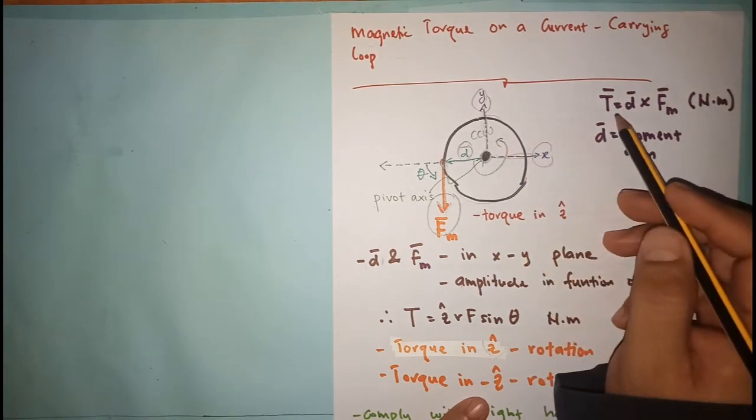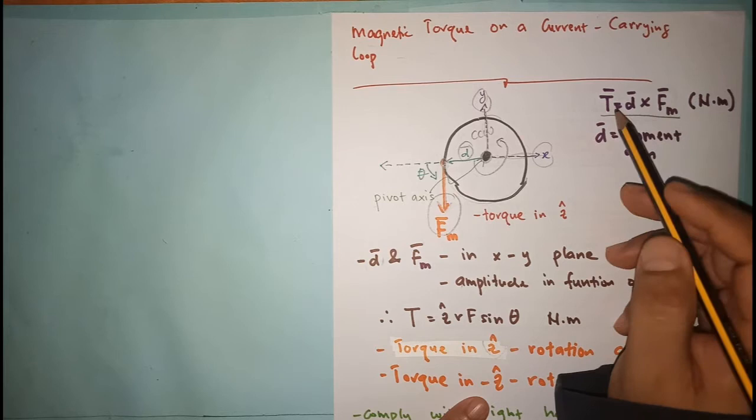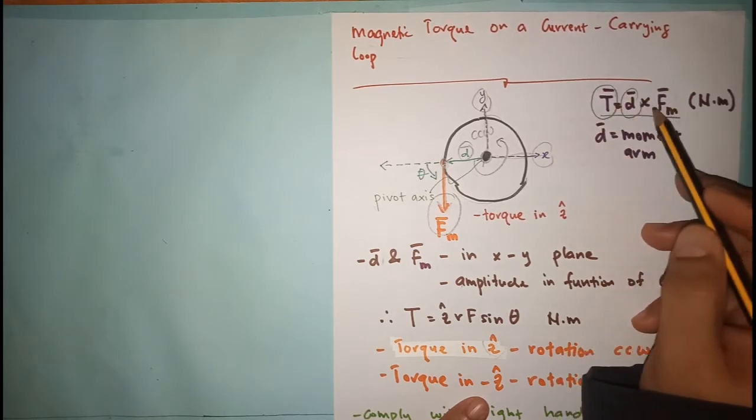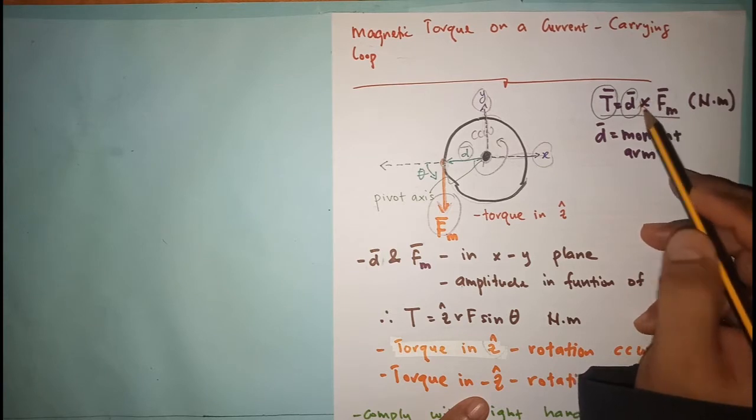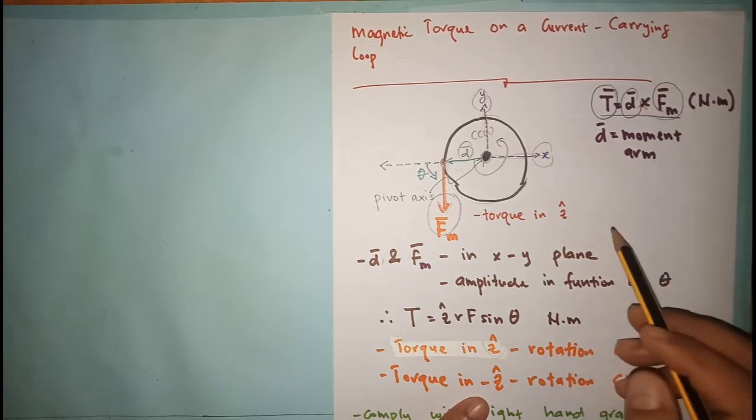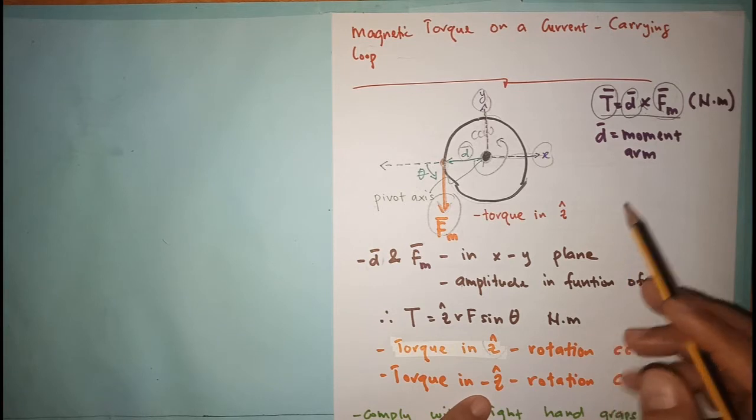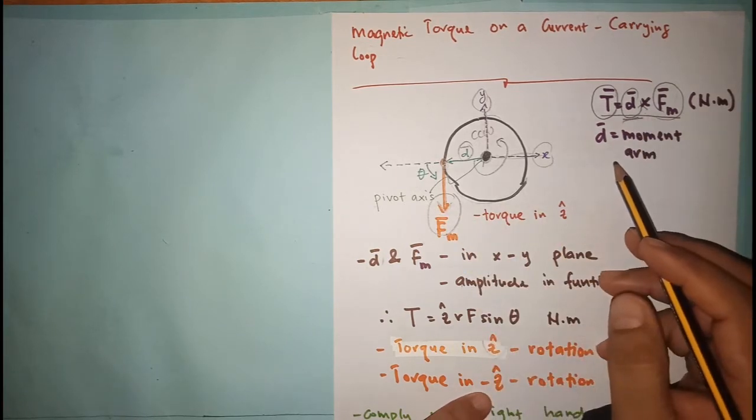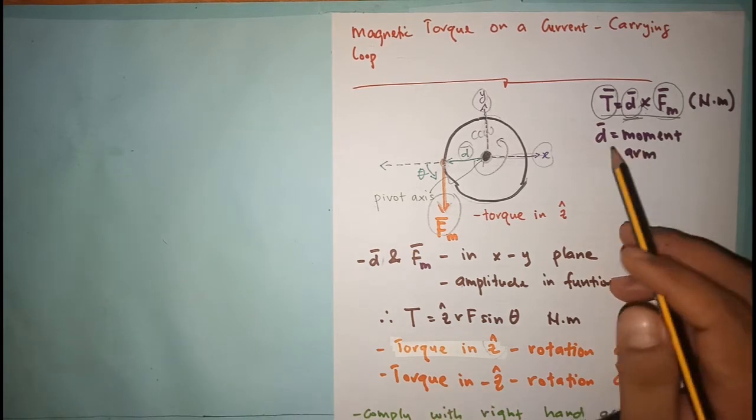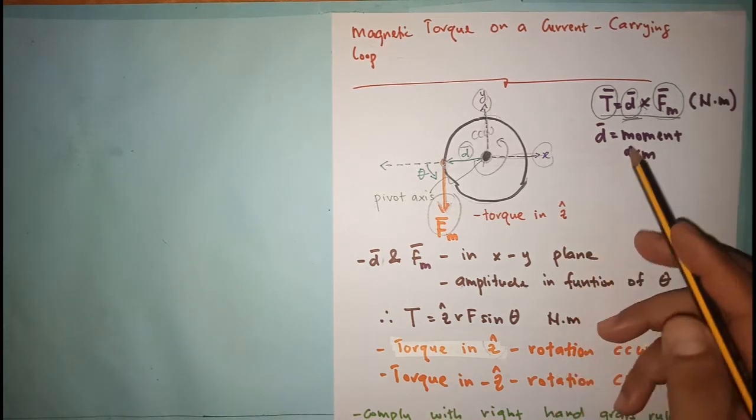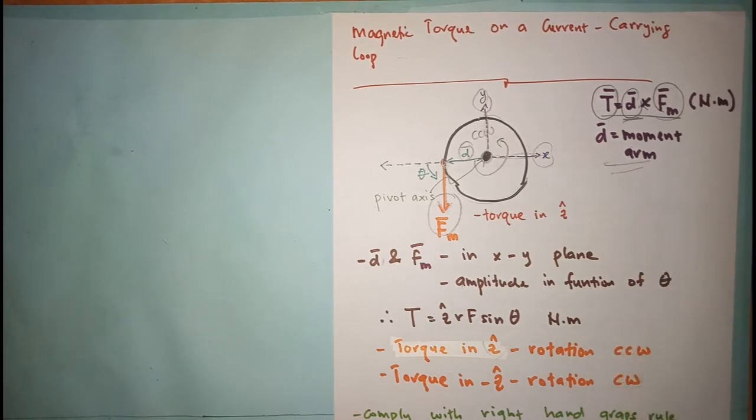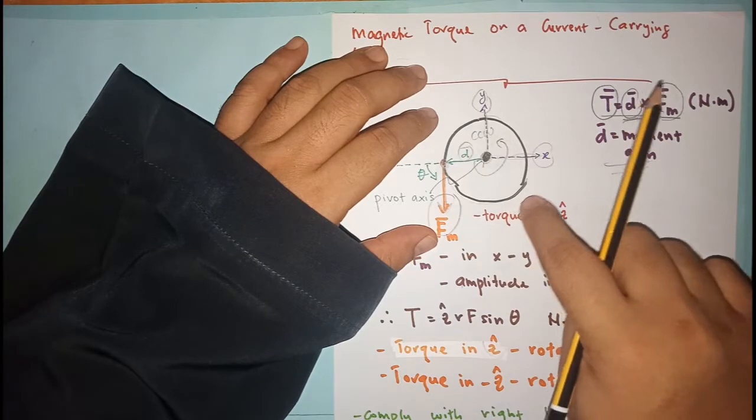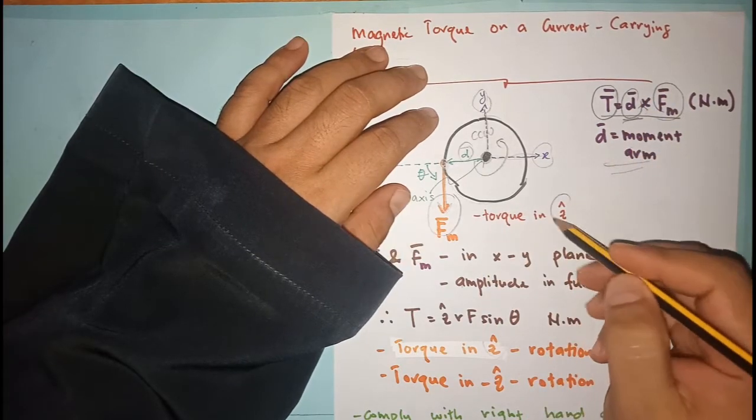Generally, the torque can be expressed by using this expression: the vector of torque is equal to the vector d cross the vector of force, Fm. In this case, the vector d is also known as the moment arm vector. By considering this motion, the torque will be produced in the z-axis.